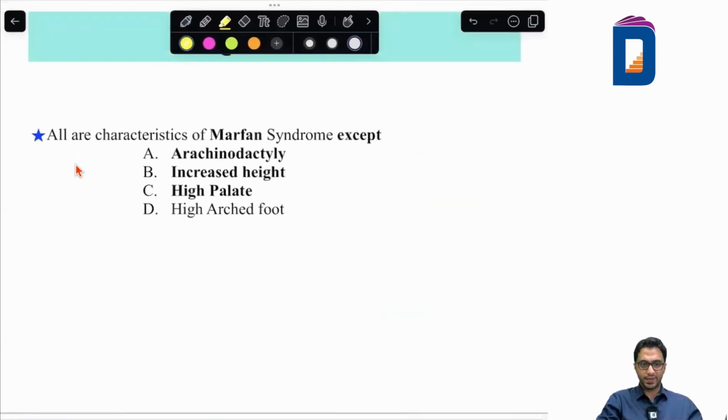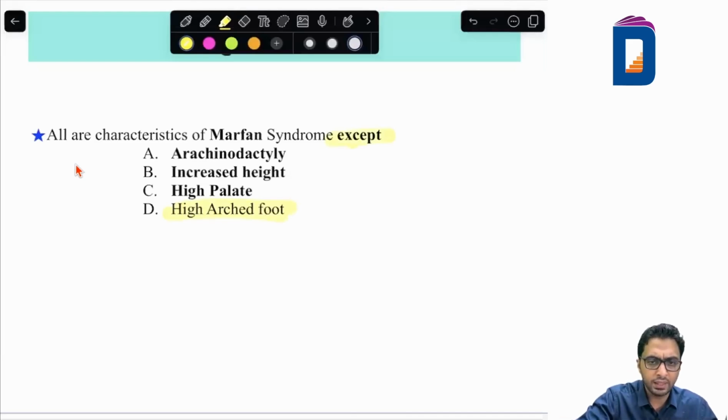Okay, what's the answer for this? Quickly, all the characteristics of Marfan syndrome except. Okay, you confused between a high arched palate or high arched foot, isn't it? Actually, okay, there is highlighted also. The answer is the exception is a high arched foot, which is not a feature.